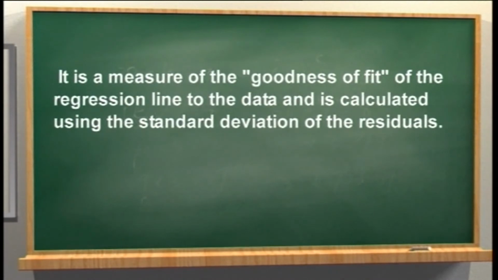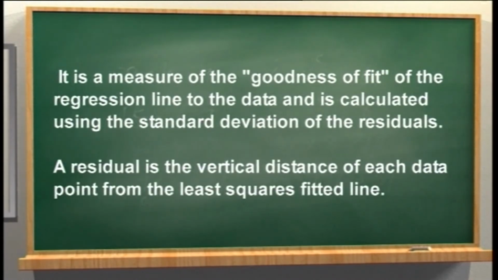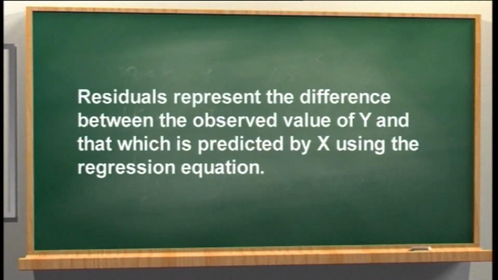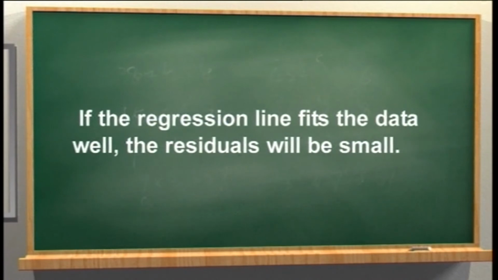It is a measure of the goodness of fit of the regression line to the data and is calculated using the standard deviation of the residuals. A residual is the vertical distance of each data point from the least squares fitted line. Residuals represent the difference between the observed value of y and that which is predicted by x using the regression equation. If the regression line fits the data well, the residuals will be small.